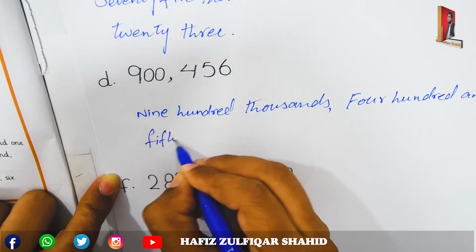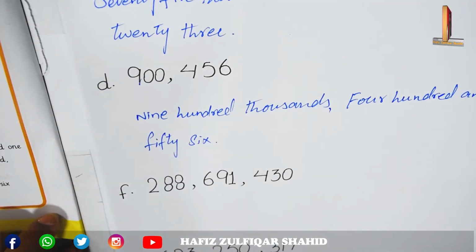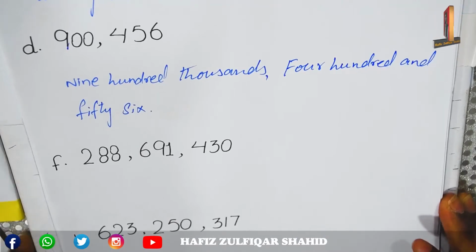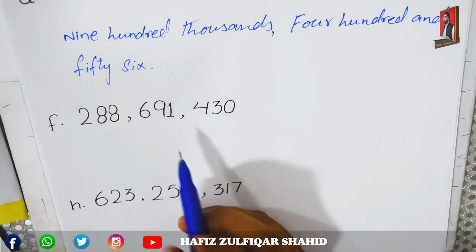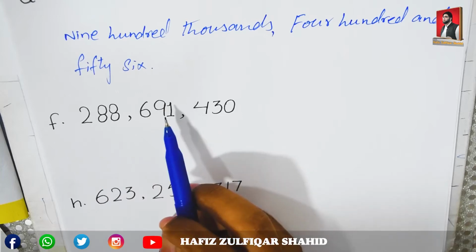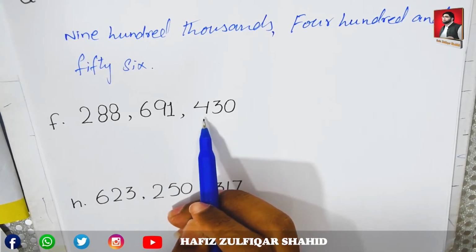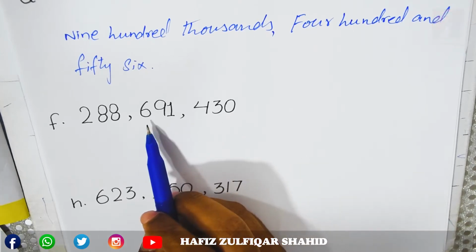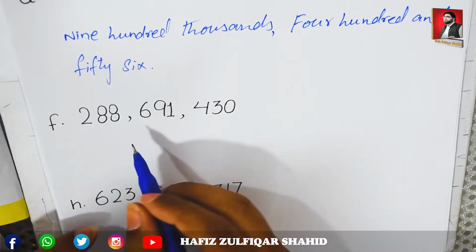900,456. And it's done. Let's practice the next question. Now see, we have 9 digits and we know that first 3 are regarding the units, second 3 are thousands, and the third 3 are in millions.